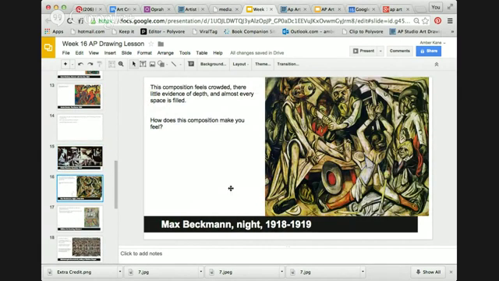Let's go to this guy. So in this one, we're looking at some different ways to manipulate compositions. And here you're going to see, and this is back to one of the not so happy images. This composition feels really, really crowded. Almost everywhere you look, there's a figure, and the figures are all on top of each other. So what I want you to answer is, how does this composition make you feel?